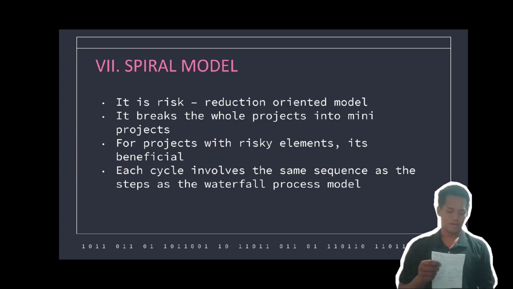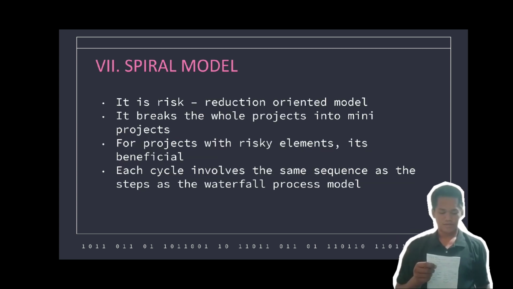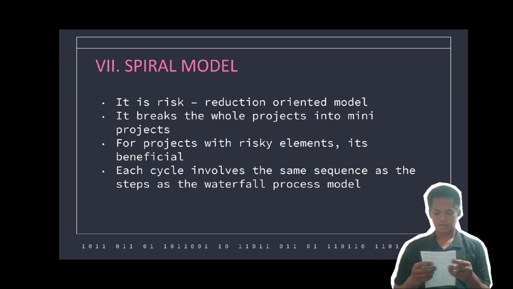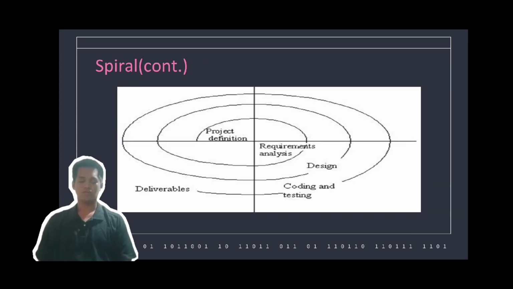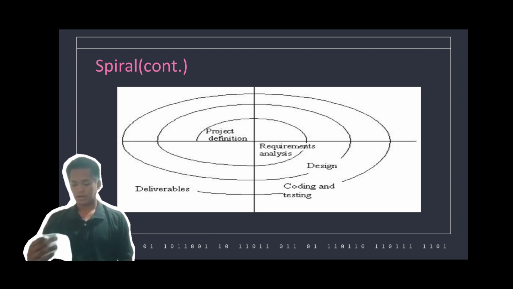Spiral model. It is a risk reduction oriented model. It breaks the whole project into mini projects. For projects with risky elements, it's beneficial. Each cycle involves the same sequence of steps as the waterfall process model. So this is the spiral model.